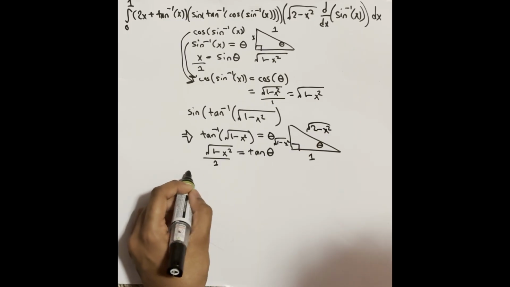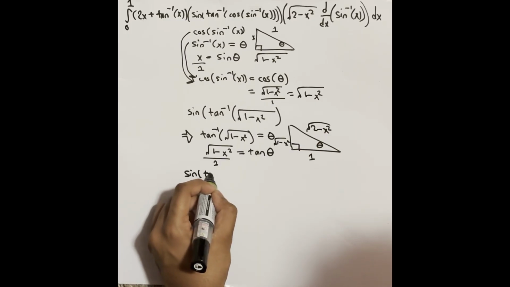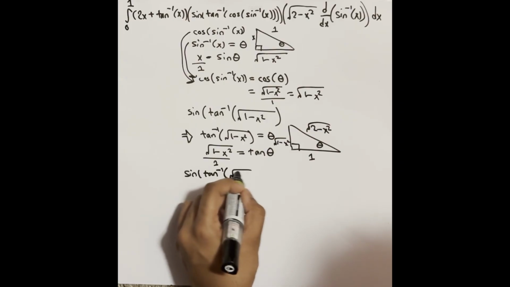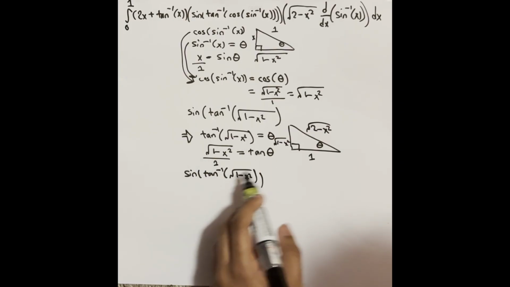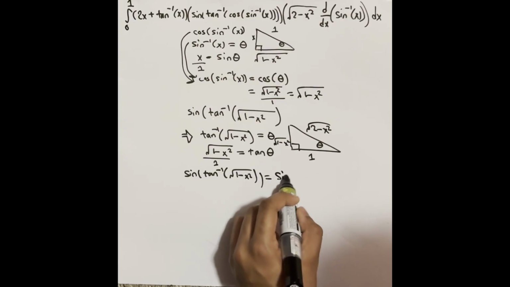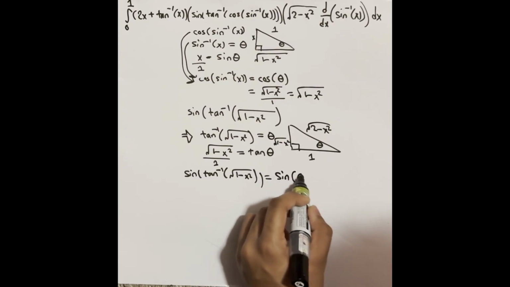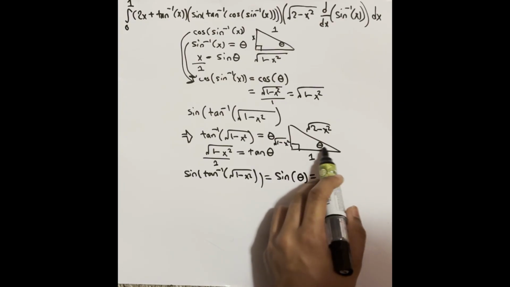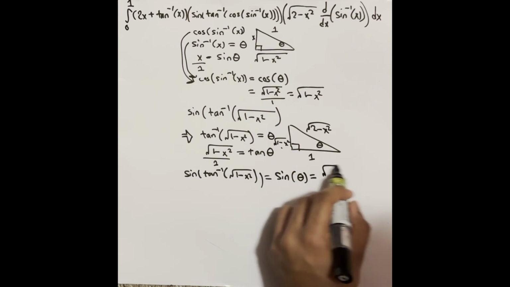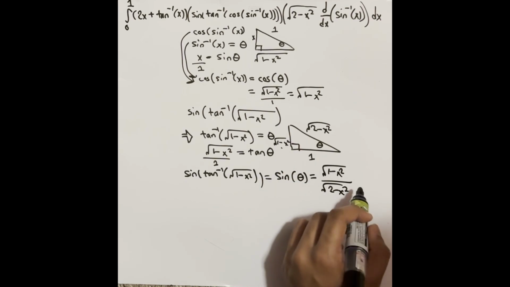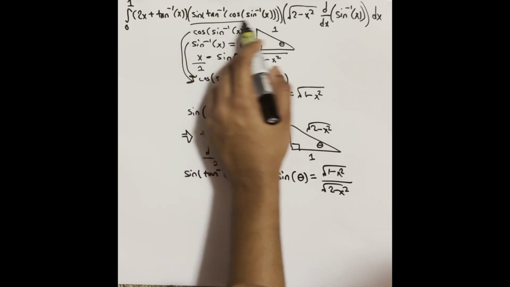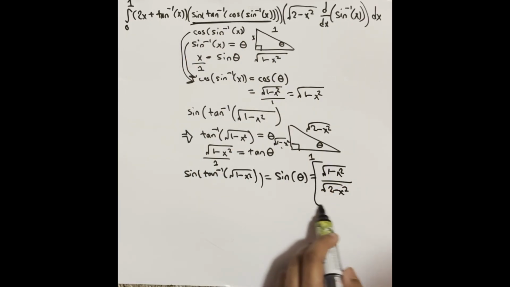So now we just take sine of inverse tangent of square root 1 minus x squared, and that's just equal to sine of theta. And sine of theta here is going to be opposite divided by hypotenuse, so it's going to be square root 1 minus x squared over square root 2 minus x squared. And there we go. We solved the nested trig functions. That's going to be our value for the nested trig functions.